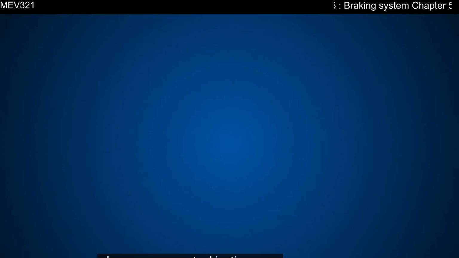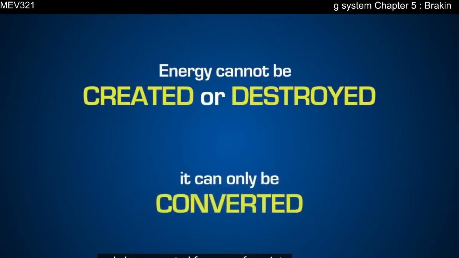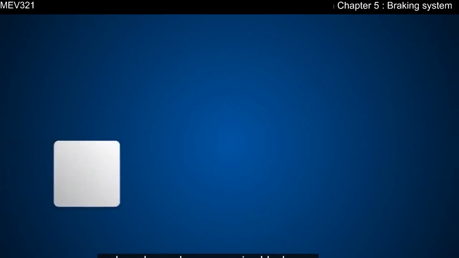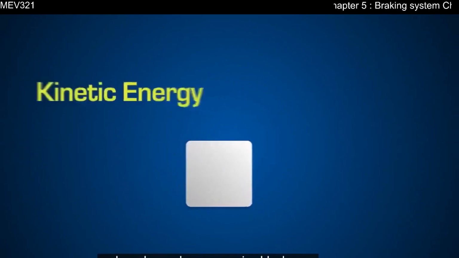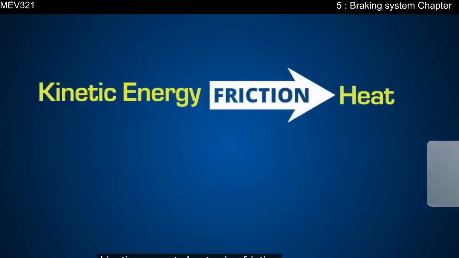Now, it's important to note that energy cannot be created or destroyed. It can only be converted from one form into another. So, how do we slow our moving block once it's in motion? Well, we can convert its kinetic energy to heat using friction. But what is friction?